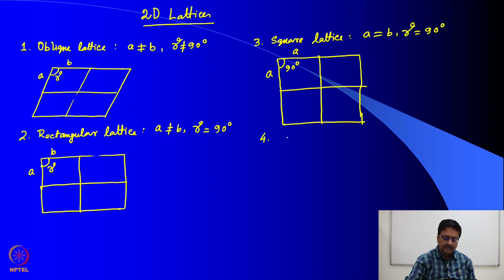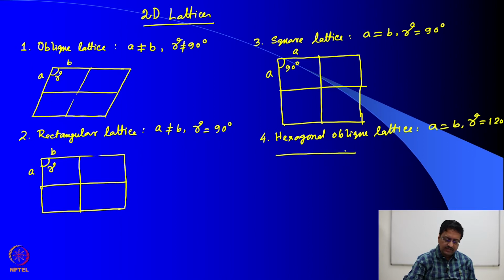The fourth one is a hexagonal oblique lattice, where A is equal to B, but gamma is not 90 degrees, rather it is 120 degrees. So that lattice should be drawn like this, where A and B are the same, and this angle is 120 degrees.